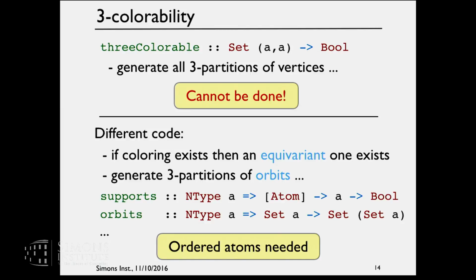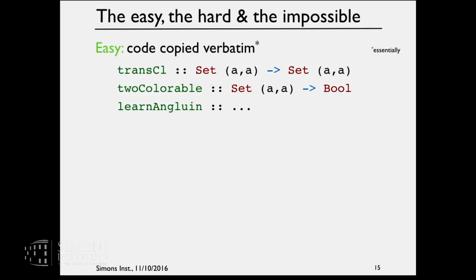Okay, so this is an interesting example, I think, this three-colorability, because we can still solve it, but it's not easy. So I would say that these problems, as far as we understand, fall in three categories: the easy, the hard, and the impossible. The easy ones are like transitive closure or two-colorability, or the Angluin algorithm for automata learning, where you essentially copy the same code and it solves from the finite world the same problem for the definable world.